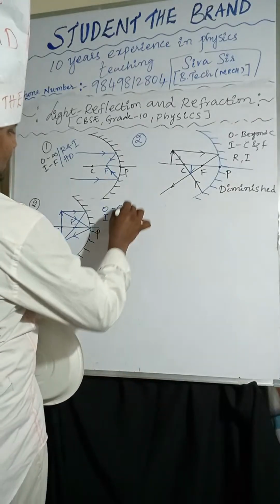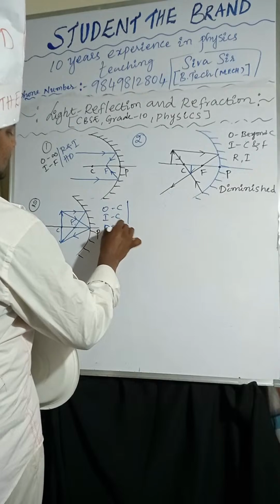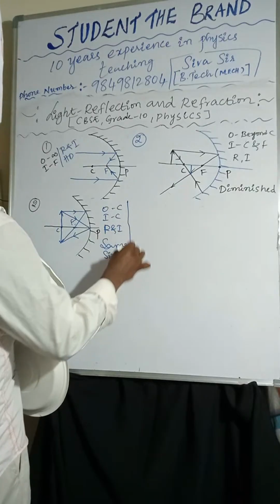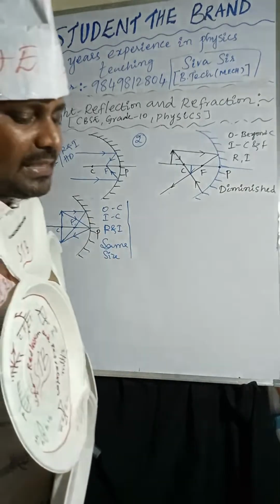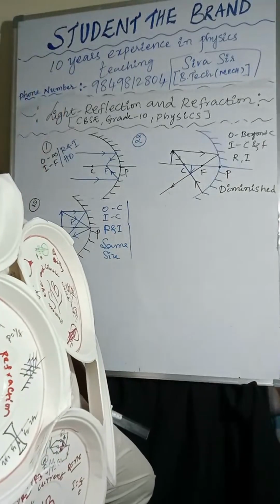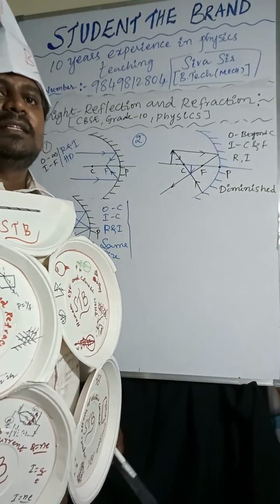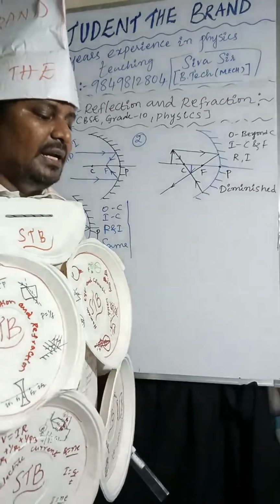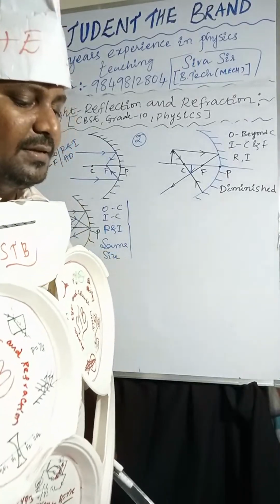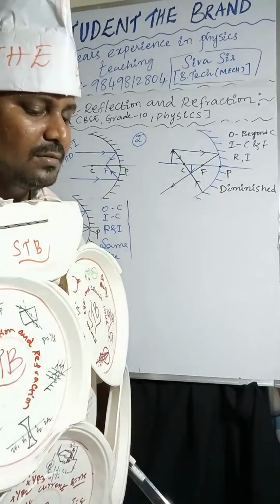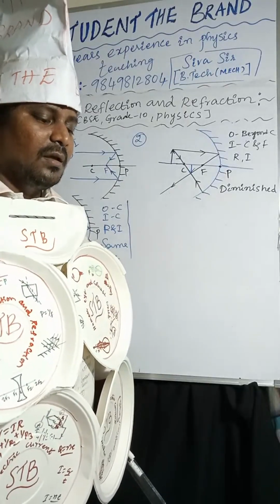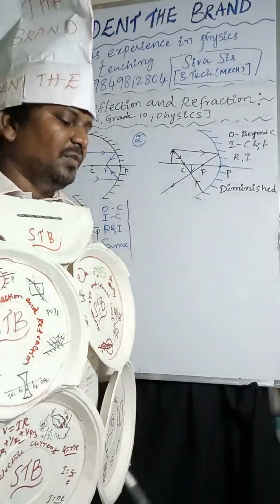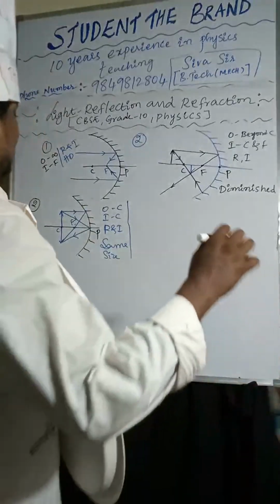The nature of the image is real and inverted. The size of the image is the same size. So the object is placed at C, the image also will form at C. Nature of the image is real and inverted and same size.